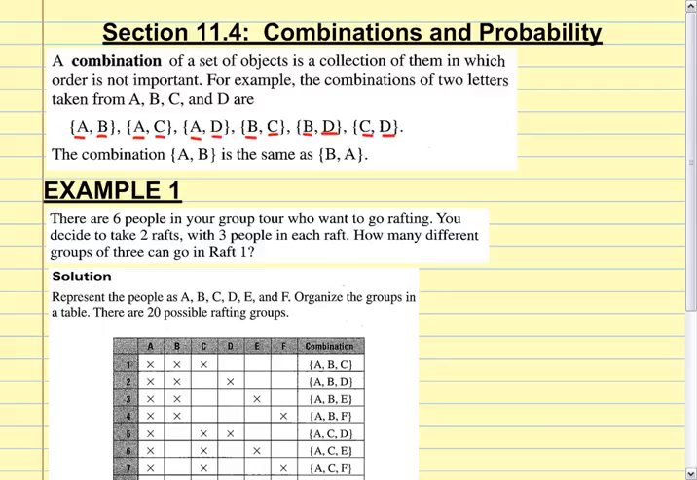But wait a minute. What about BA? That's a combination as well, right? But they didn't put that one up there. Why? Because AB is the same combination as BA. So order doesn't matter, right? So I don't count it twice. And then they put that note right under here. It says the combination AB is the same as BA. So we don't rewrite it. We don't count it. Okay?